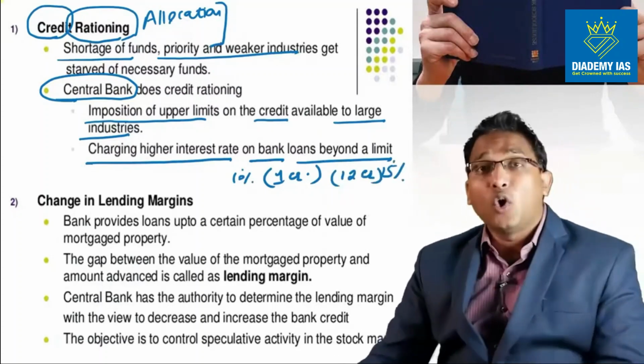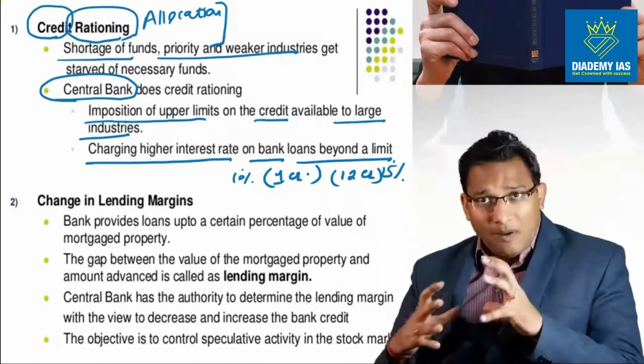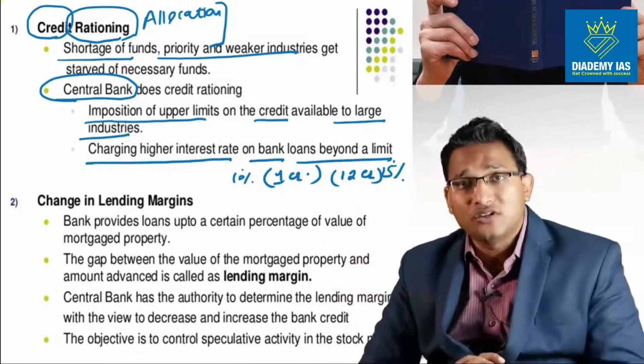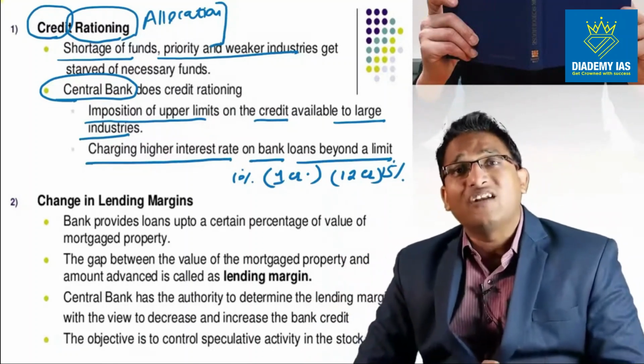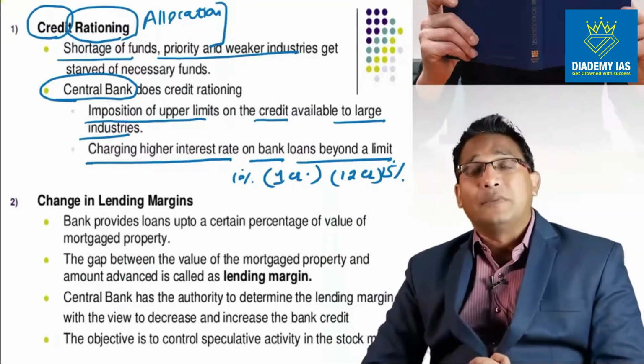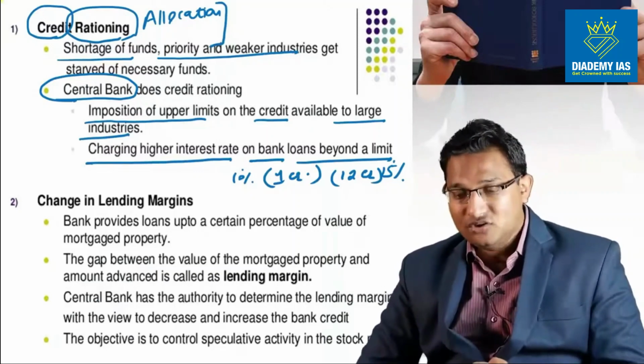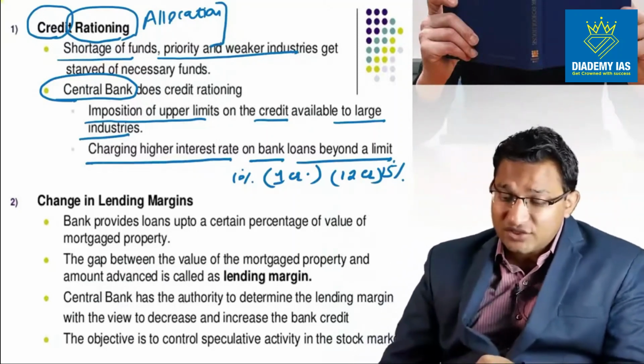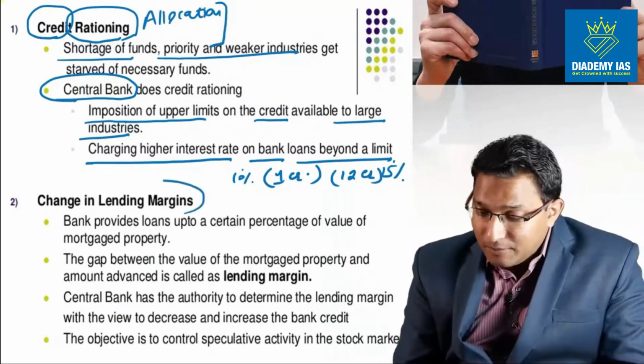So the big-amount loans will be reduced and the money will be distributed among more people in small amounts. This is how equal or fair distribution of the available money supply can be ensured, right? So this is very, very crucial, credit rationing. Next is change in the lending margins.